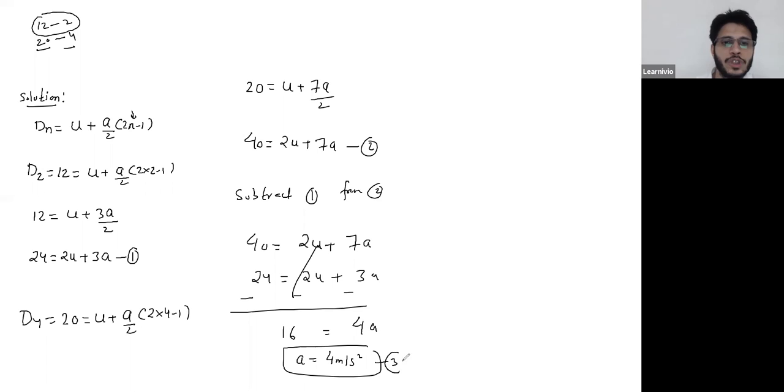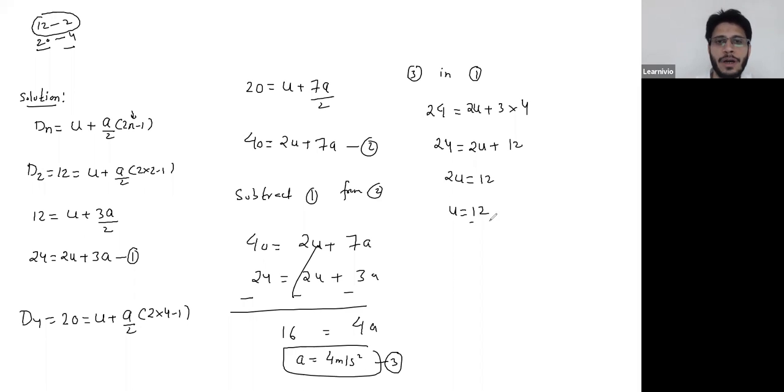Let's call this equation number 3. If I substitute 3 in 1, then we will get 24 is 2 into u plus 3 into 4. So 24 is 2u plus 12. So 2u is 12 and u is 12 by 2. So initial velocity comes out to be 6 meter per second.